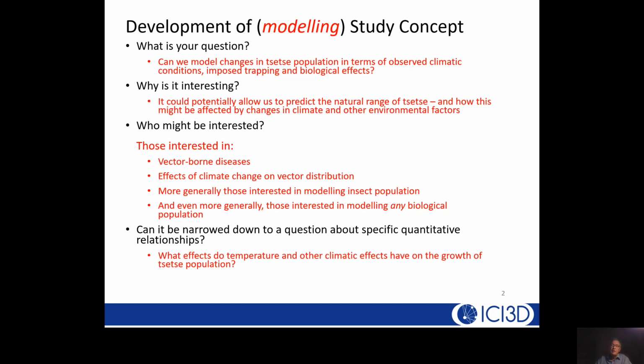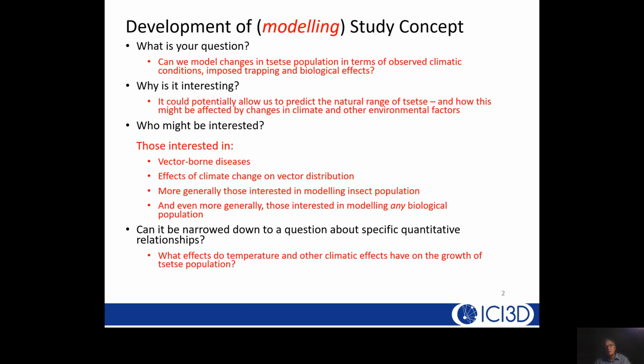But we then found that there's more interesting stuff in this data, because we've got these really nice estimates of the way in which the population is changing, the way in which mortality is changing. And the question is, could we build a model which explains all of that in terms of observed climatic conditions, observed imposed trapping, and biological effects on the population?